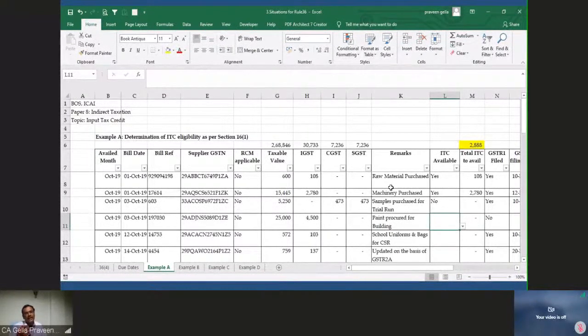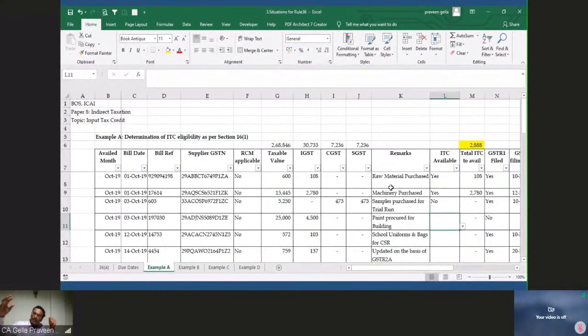Paint procured for building. Is the paint used in the course or furtherance of business? Is it used or intended to be used? The paint is purchased for building wash purpose. Why should I have painting? Repairs and maintenance, upkeep and maintenance. Unless my office is clean, it doesn't look good for my business purpose.